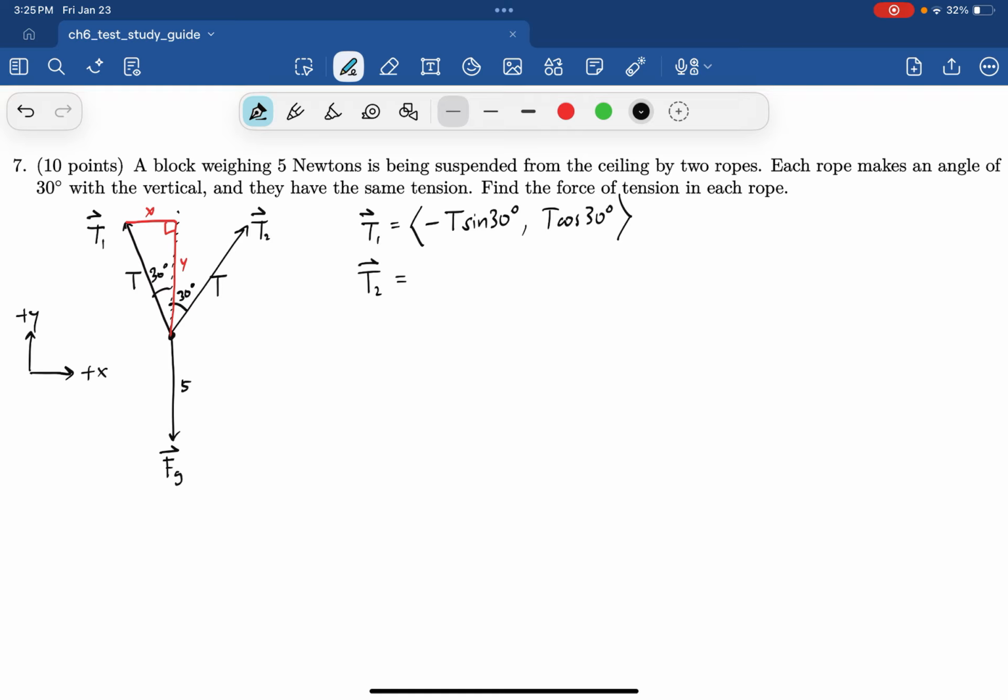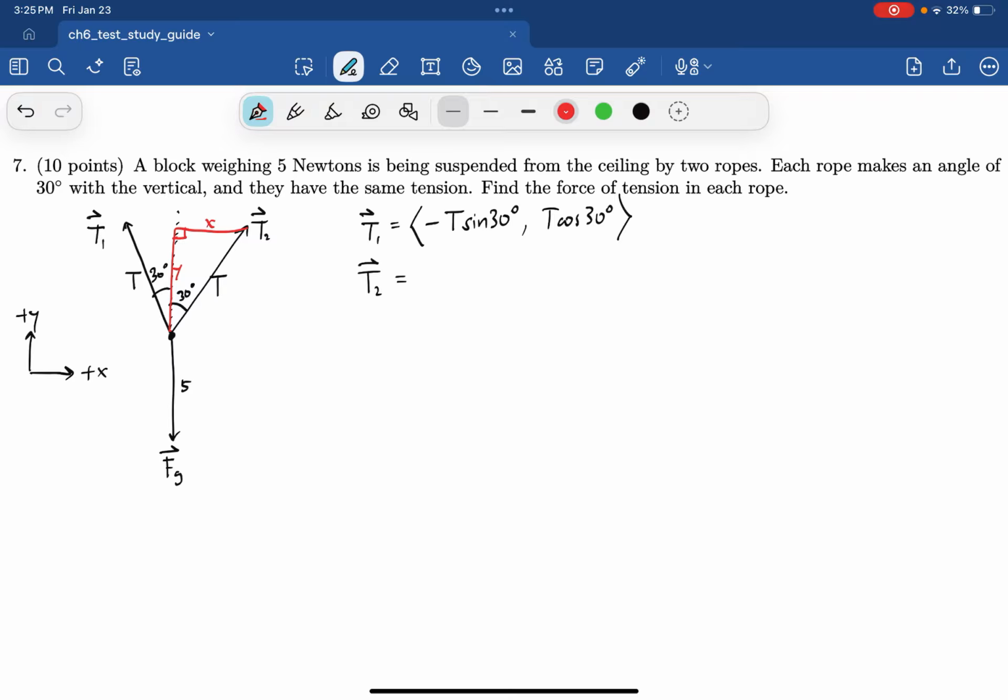Okay, for vector t2, we're gonna look and see what the components are. So for this vector, now we're looking at this triangle here. And this is the x component. This is the y component of the vector. We know they both have to be positive because t2 is pointing right and up.